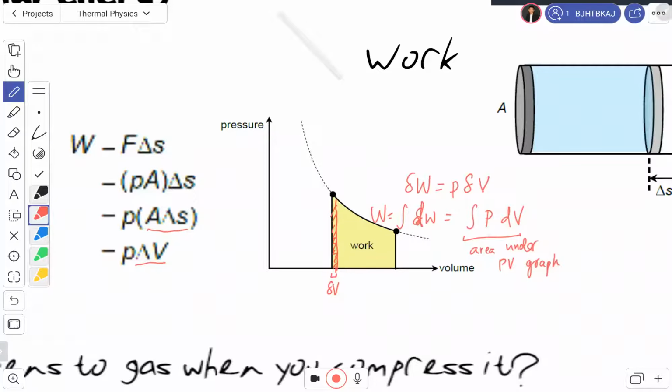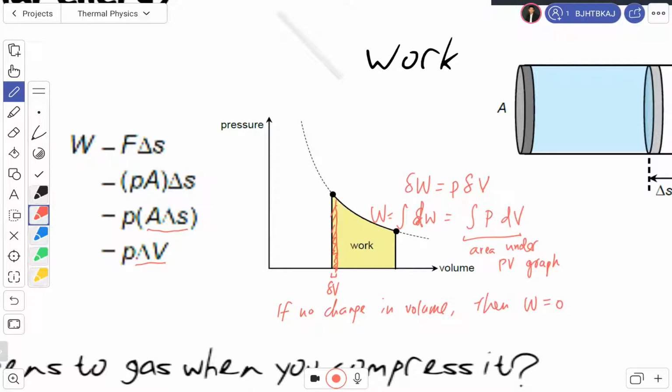And if you understood what I said correctly thus far, that work done is equal to the area under the PV graph, then if volume never changes, there will never be work. I repeat myself: no change in volume, then W equals zero. So this is a very important conclusion. You must remember this.